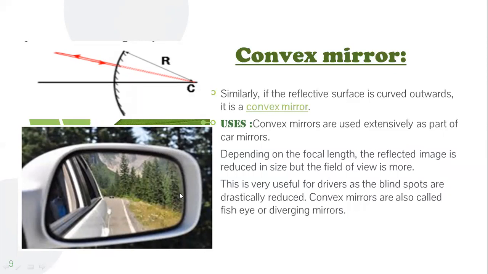With the help of this convex mirror, the image is smaller in size, but it can cover more field because it diverges the light in different directions. So this is called the diverging mirror. Convex mirror is also called the diverging mirror. Its outer side is reflecting. It forms a reduced image, but it covers a more field of view.